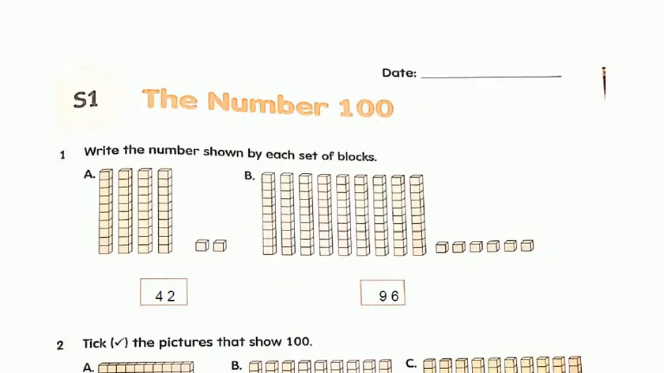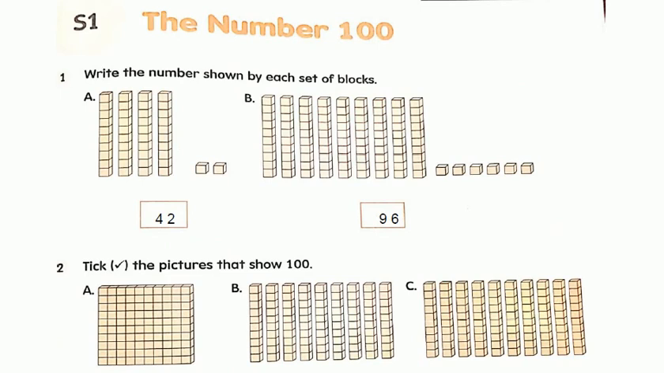Now let's move on to our workbook page number 7. All of you open page number 7. Let's do page number 7. The number 100. The first question is, write the number shown by each set of blocks. Place value blocks are seen here. You have to write the number seeing the blocks.